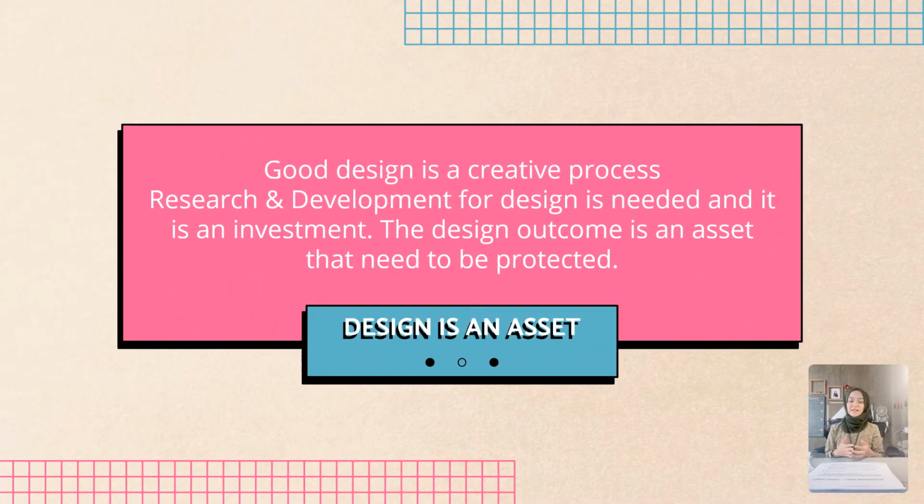And basically, a design is an asset. A good design must undergo a creative process, which is done through research and development. And the research and development need some kind of investment, where the design outcome is an asset and it needs to be protected.